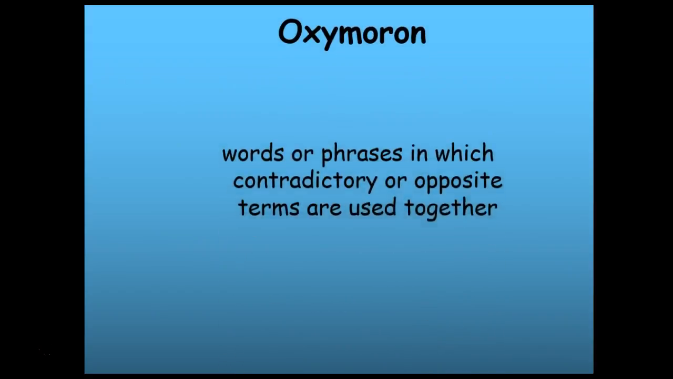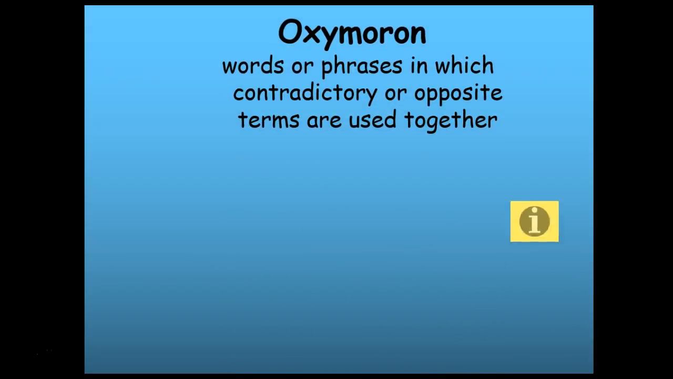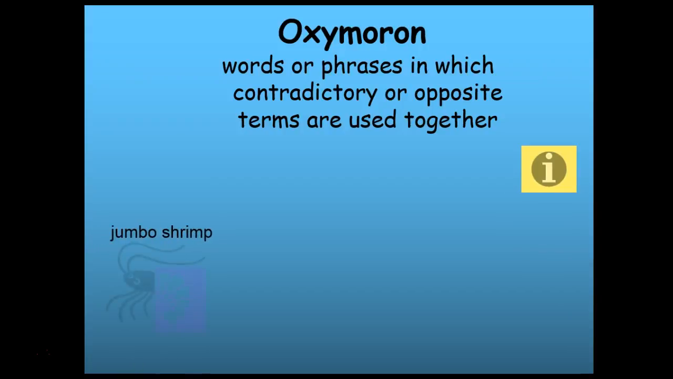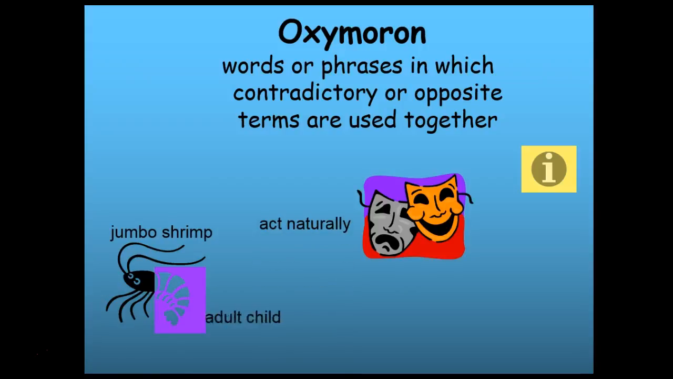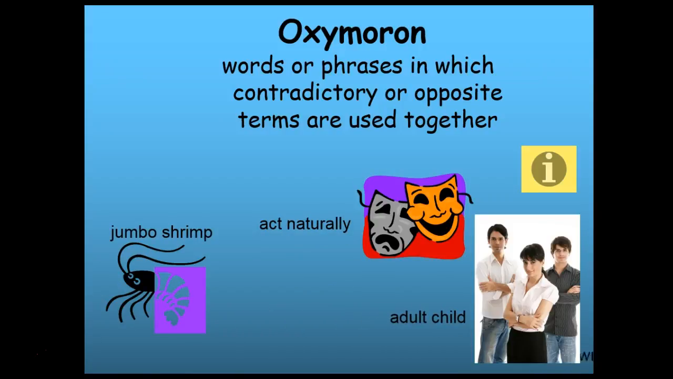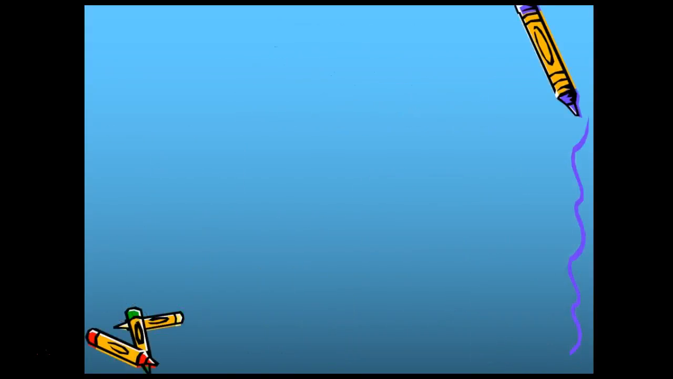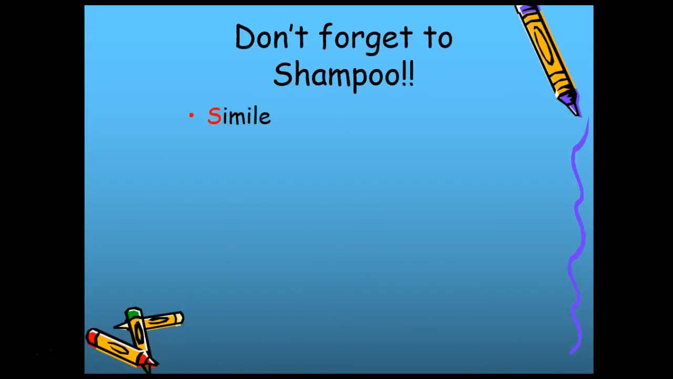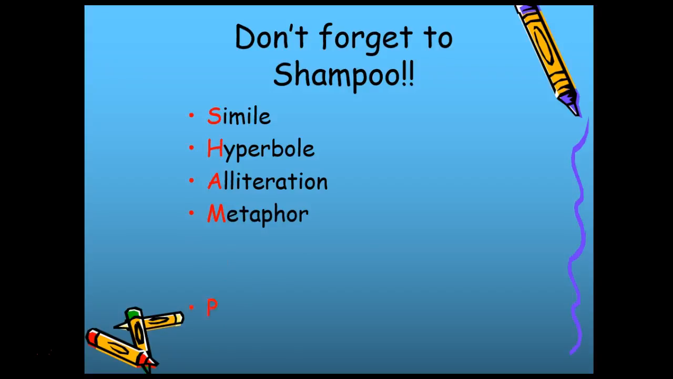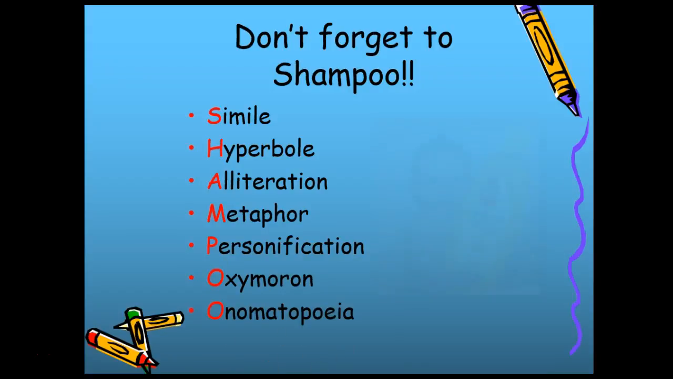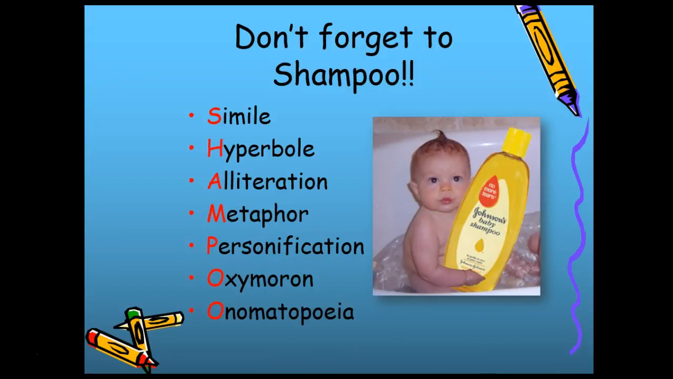All right, and then we have our last O, oxymoron. These are words or phrases in which contradictory or opposite terms are used together, like jumbo shrimp, act naturally, adult child, climb down, or baby grand, referring to a piano. So don't forget to SHAMPOO. That acronym will help you remember the 7 common types of figurative language.